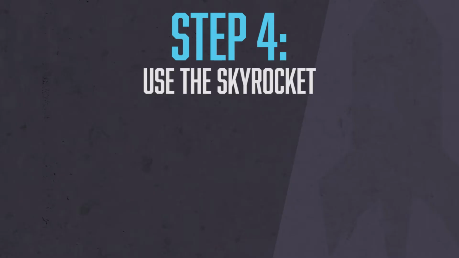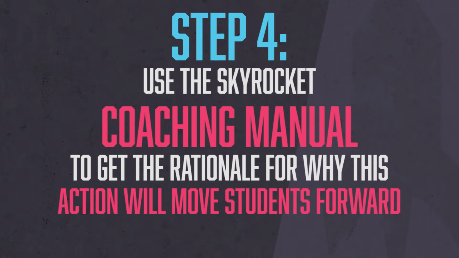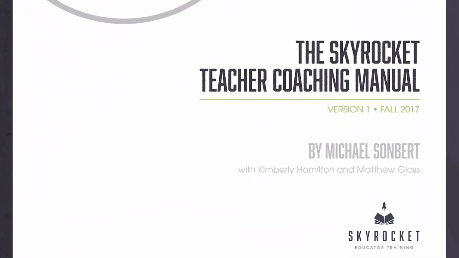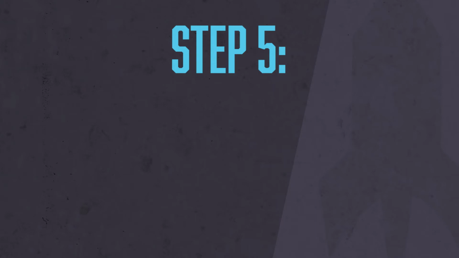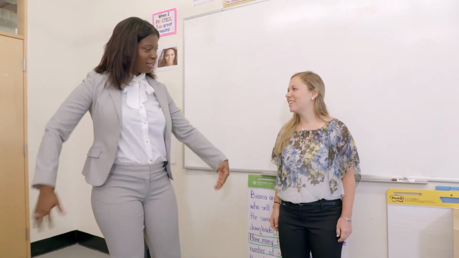Step 4. Use the Skyrocket Coaching Manual to get the rationale for why this action will move students forward. Get a vision for what this action looks like when done effectively, and use it to design an intense and targeted training for the teacher. Step 5. Train the teacher on the exact teacher action you chose and set a weekly student outcome goal for the next observation.